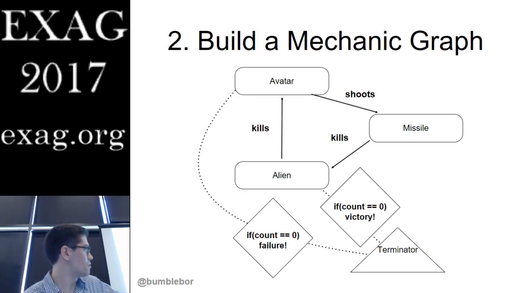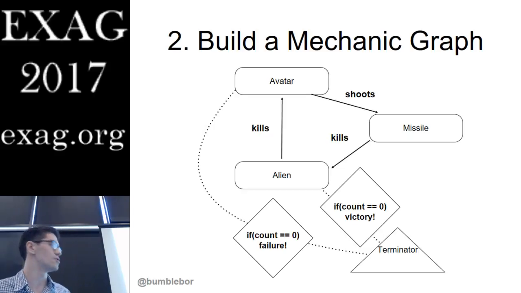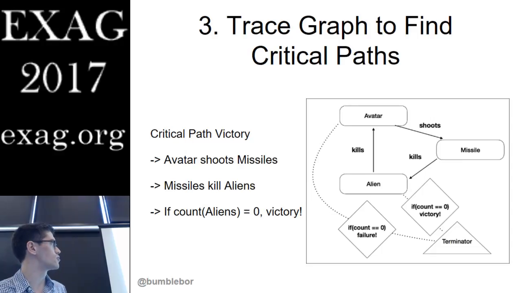And then, of course, for this Terminator down here, we describe our termination conditions. So we win if we kill all the aliens, and we lose if there is no more player because they got destroyed by aliens. The third thing that you need to do is trace this graph that we just created to find critical paths.